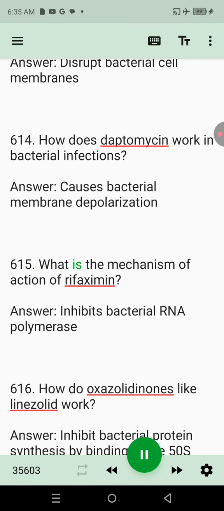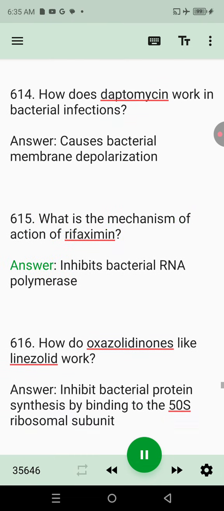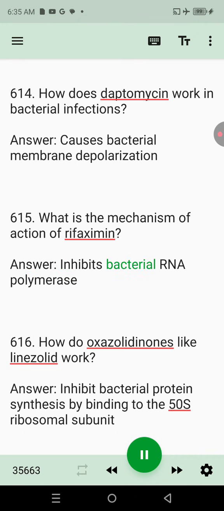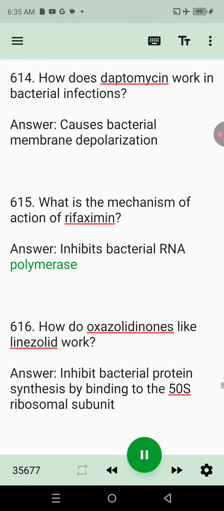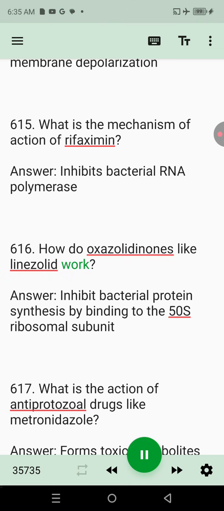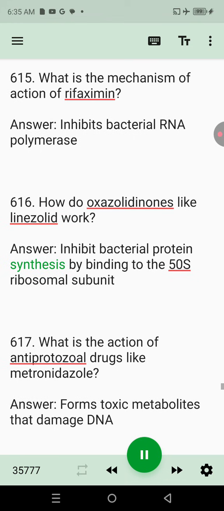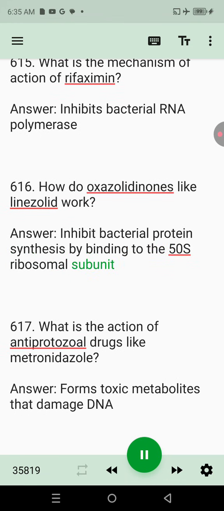615. What is the mechanism of action of rifaximin? Answer. Inhibits bacterial RNA polymerase. 616. How do oxazolidinones like linezolid work? Answer. Inhibit bacterial protein synthesis by binding to the 50S ribosomal subunit.